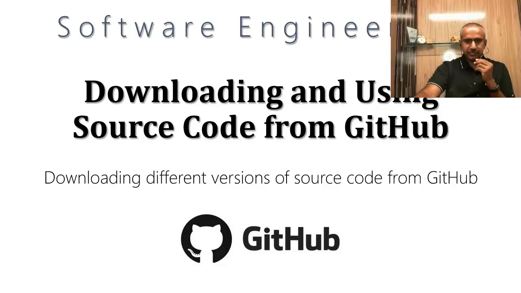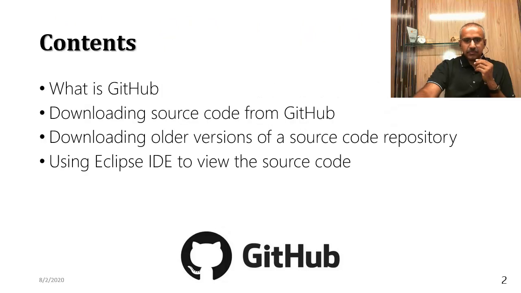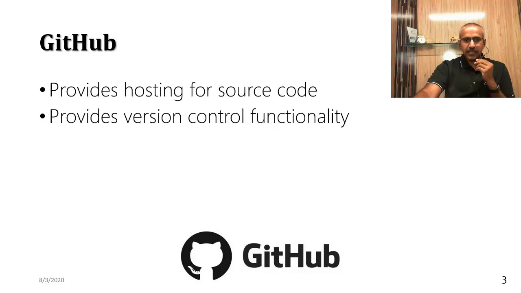So in this demonstration we are going to talk about downloading and using source code from GitHub. So we are going to talk about GitHub Basics, then we are going to talk about how to download the most recent or older versions of a repository from GitHub, then we are going to use the source code in an Eclipse IDE. So GitHub has two very basic functionalities. It provides hosting for source code and it provides version control functionality.